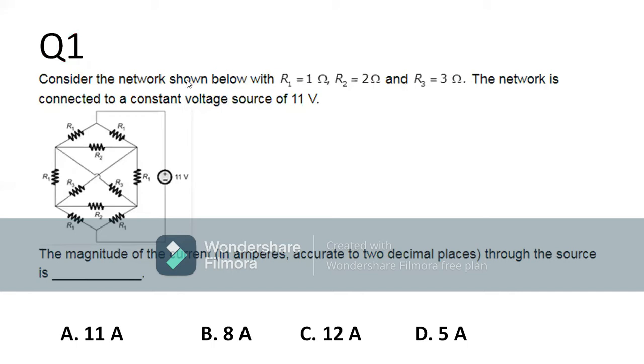Consider the network shown below with R1 equal to 1 ohm, R2 equal to 2 ohm, R3 equal to 3 ohm. The network is connected to a constant voltage source of 11 volt. The magnitude of current in ampere, to 2 decimal places, through the source is dash. What is the total current flowing through the circuit? That I have to calculate.